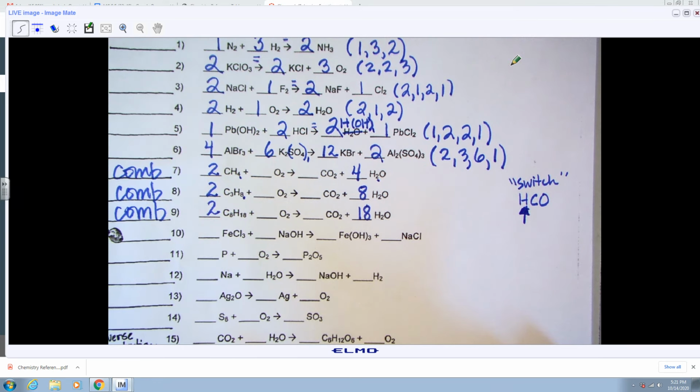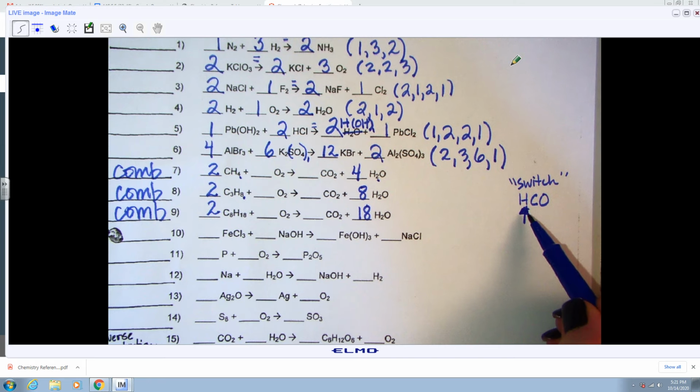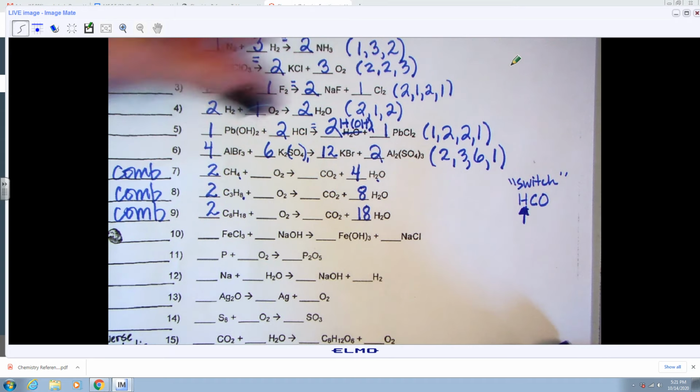So notice what I've done. I've not finished them, but this is the switch. This is the key. Start with your hydrogens. Whatever the subscript of the hydrogen is, put that number on the other side as a coefficient in front of the compound that contains a hydrogen. All right, now let's pick back up and balance.